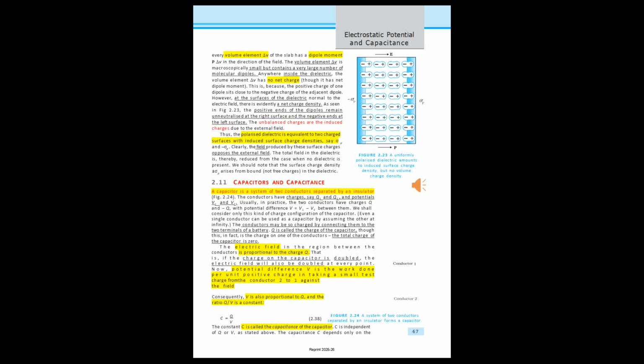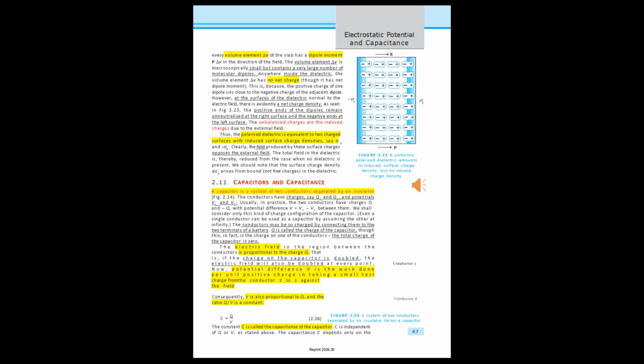Now, potential difference V is the work done per unit positive charge in taking a small test charge from the conductor 2 to 1 against the field. Consequently, V is also proportional to Q, and the ratio Q/V is a constant. C = Q/V. The constant C is called the capacitance of the capacitor. C is independent of Q or V, as stated above.